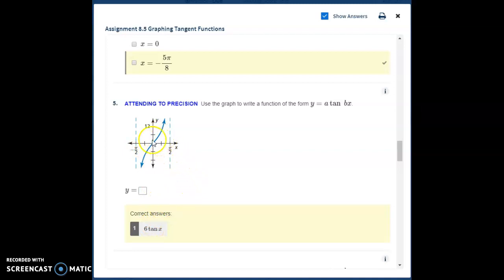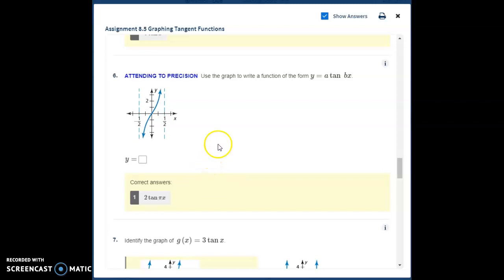And the period length is pi units. So to find the period, you take pi and divide it by b, which is also pi, and that gives 1. So the 1 in front of the x, so your answer would be 6 tangent of 1x, or just 6 tangent of x. And that's how you would write it.